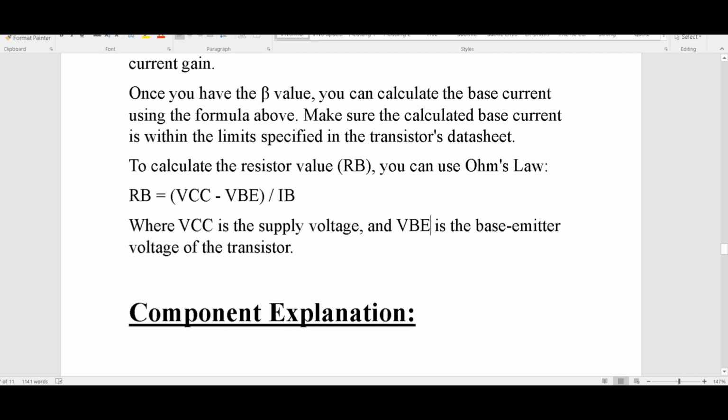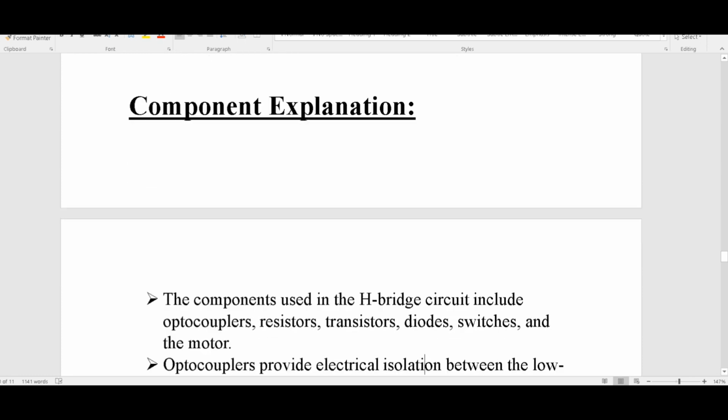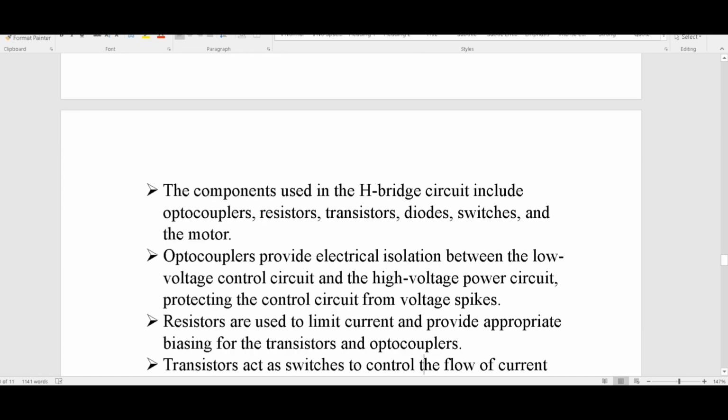Now moving on to the components explanation. As I said earlier, we will be discussing each and every component. The components used in H-bridge circuits include optocouplers, resistors, transistors, diodes, switches, and the motor, which makes the circuit work efficiently. First of all, we will be discussing optocouplers.